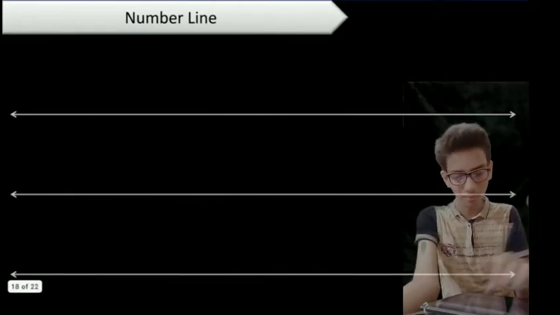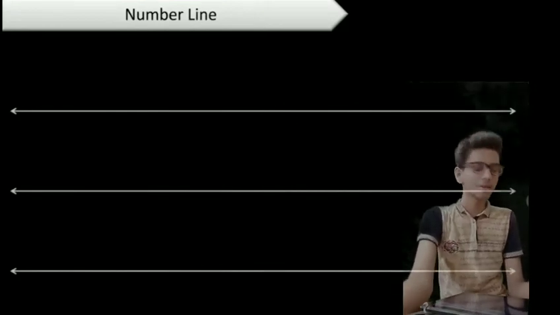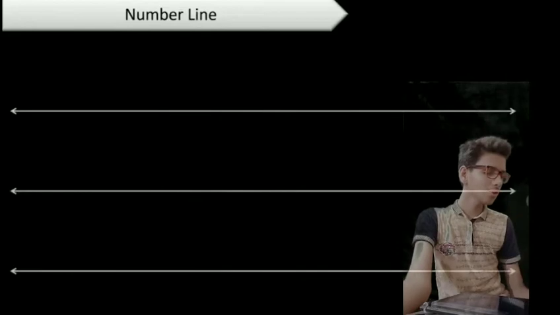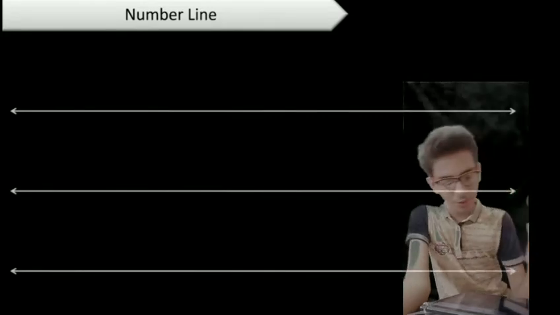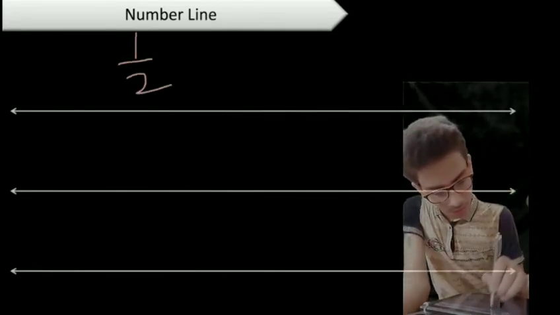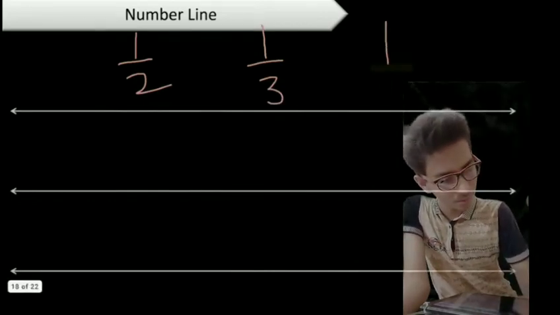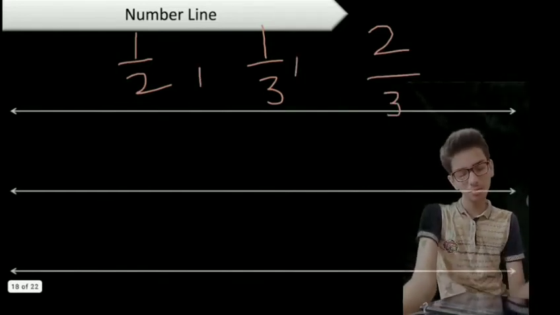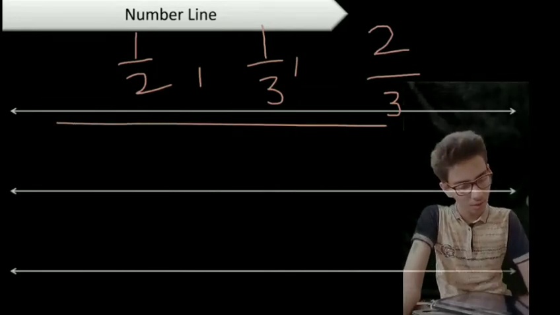Number line. Let's go to the number line. We came to the number line concept, right? So if you want to plot a number on the number line, how are we going to do it? Suppose it is 1 by 2, 1 by 3, 2 by 3. We have to plot these on the number line.